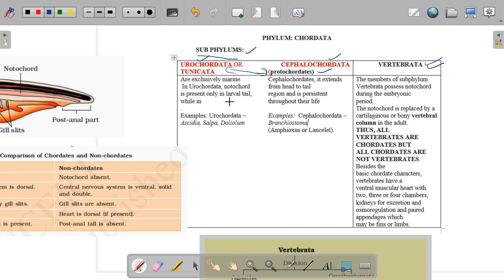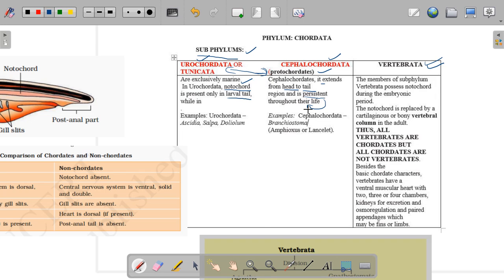These urochordates are exclusively marine in nature, and the notochord, which I've already mentioned to you, is present only in the larval tail, whereas in cephalochordates, the notochord extends all the way from head to tail of the body, and it is persistent, that is, present all through the life of that organism. So try to understand the difference between Urochordata and Cephalochordata.